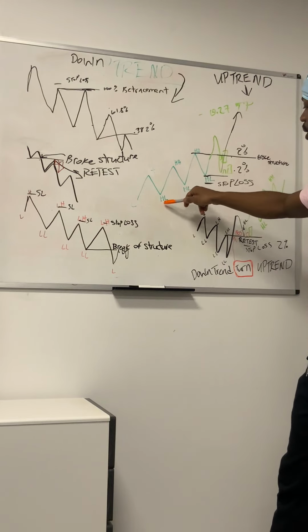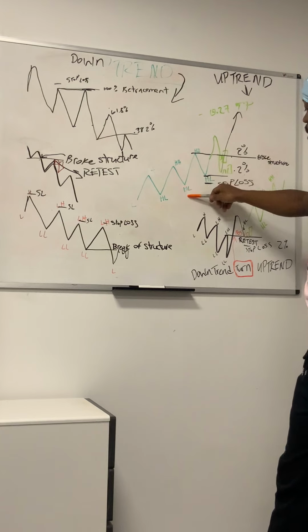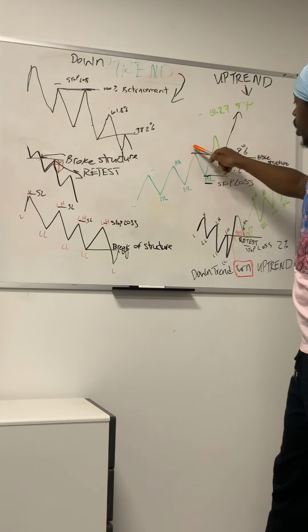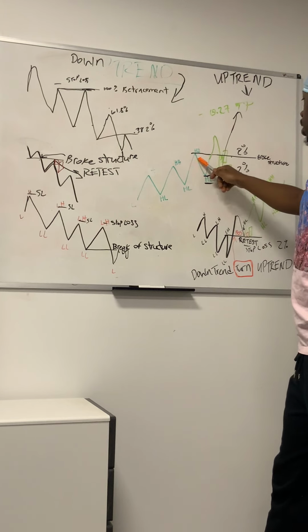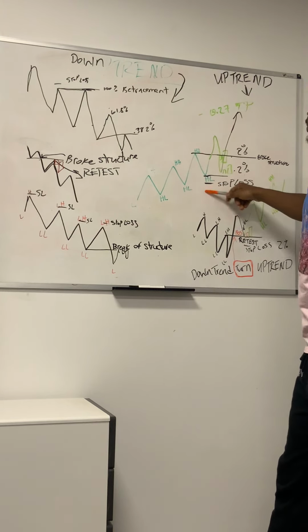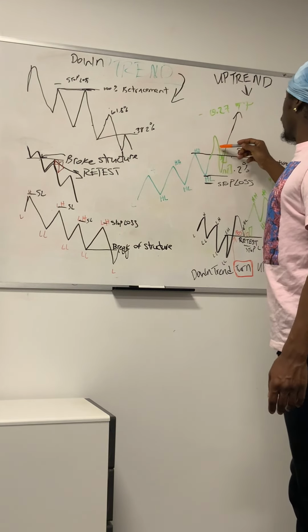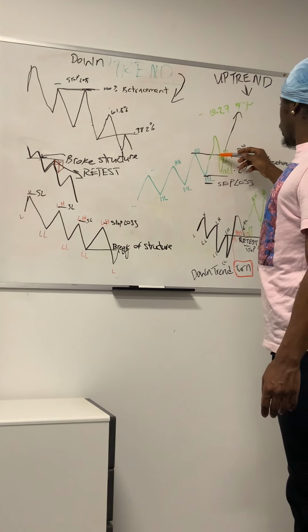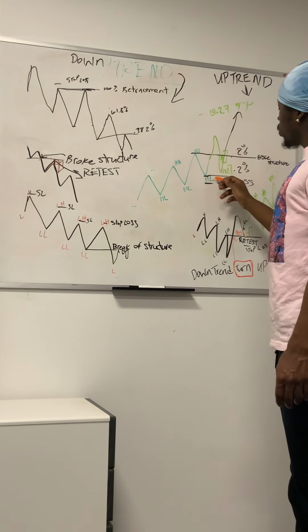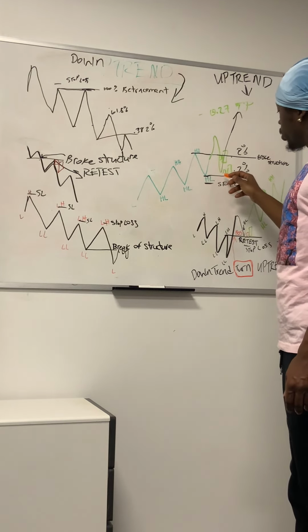Low, high, higher high. No, higher low, higher high, higher low, because this low is higher than this low. Higher high, because this high is higher than this high. Higher low, right? Now, for this one, we created a higher high, and it came back down past the previous high, but we still didn't close below the last higher low, so we're still in the uptrend.